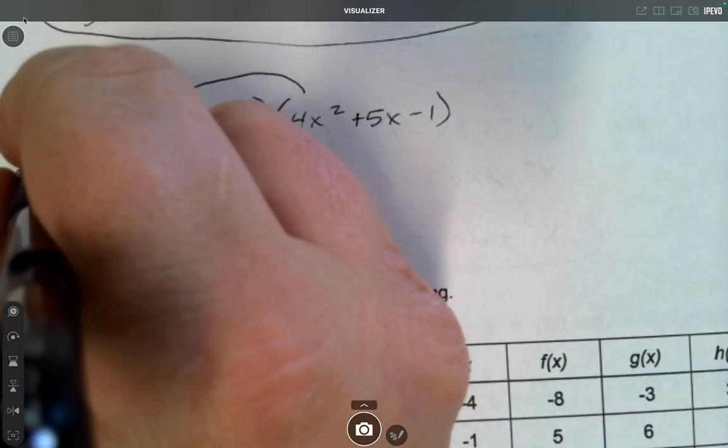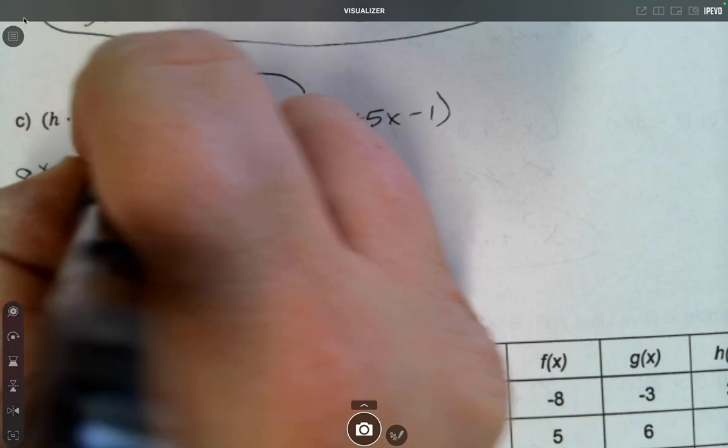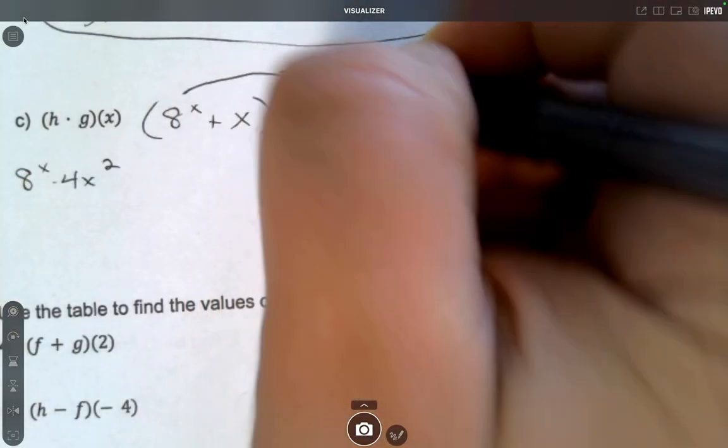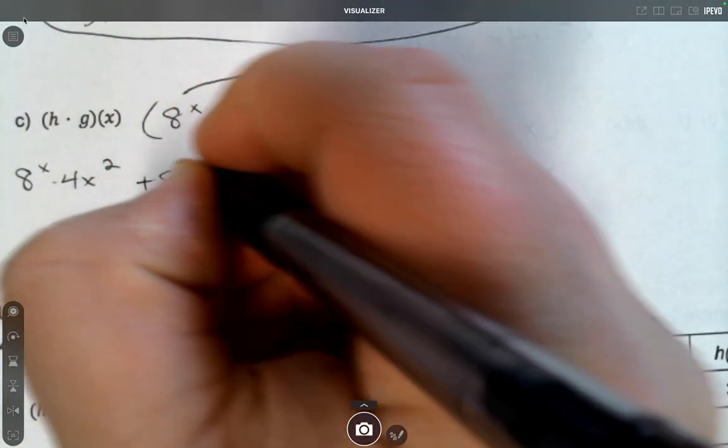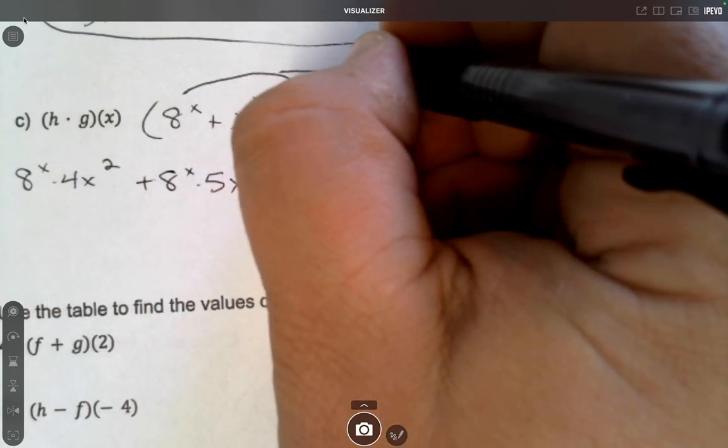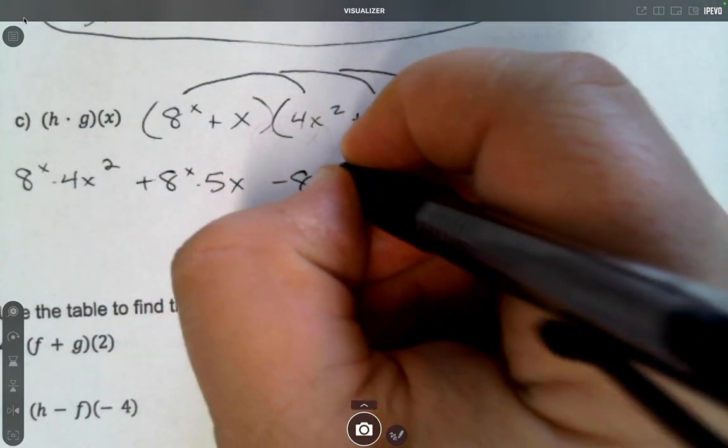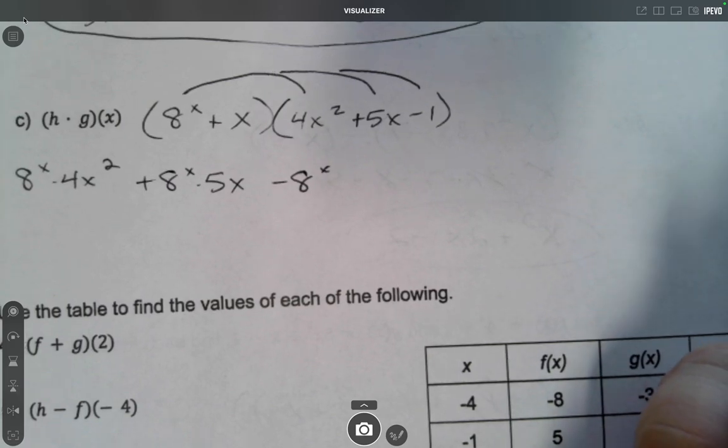I can just write that just the way I said it. 8 to the x times 4x squared. 8 to the x times 5x. 8 to the x times negative 1. So that covers multiplying everything by 8 to the x.